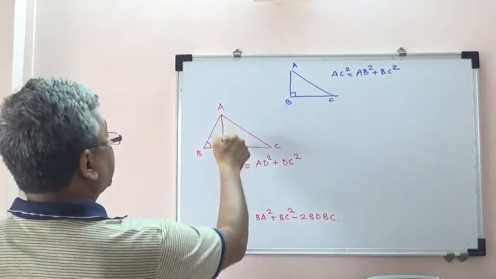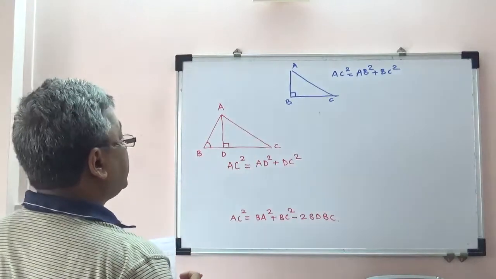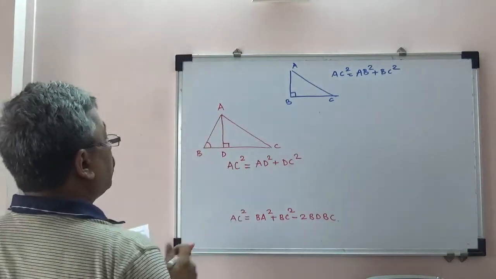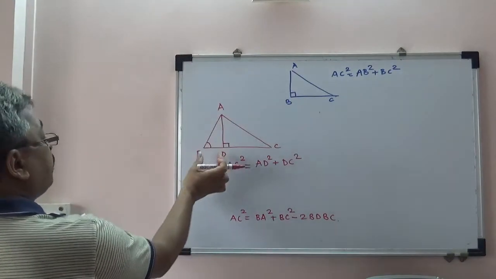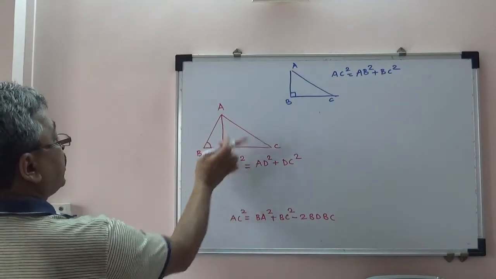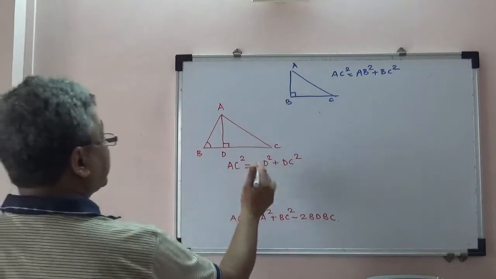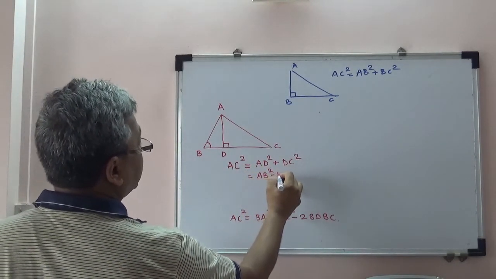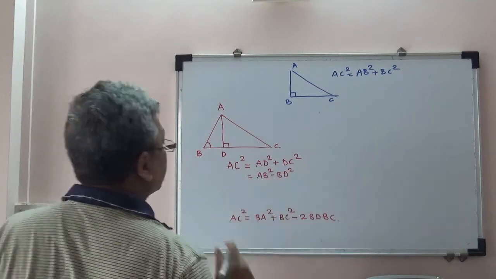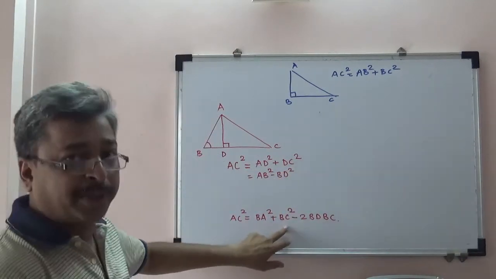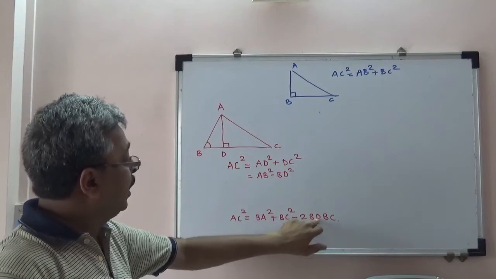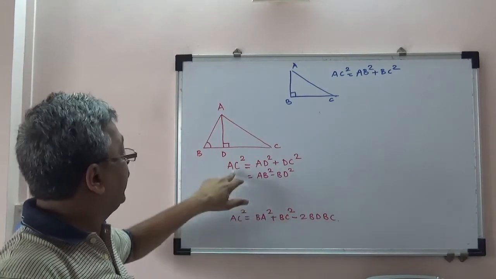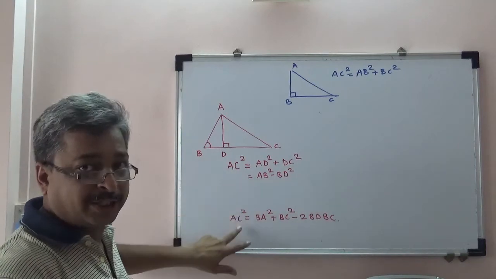Now, this is the first application of Pythagoras theorem to ADC. Now if we apply Pythagoras theorem to ABD, what do we get? AB square is equal to BD square plus AD square. Therefore, AD square I can write as AB square minus BD square. Okay, so in the final expression we have BD, AB and BC in the RHS. AC in the LHS we have already achieved.